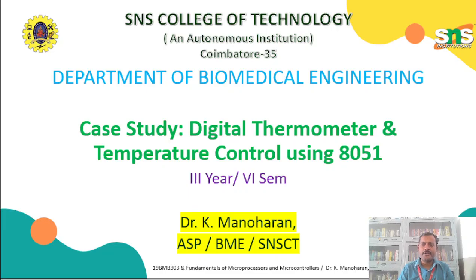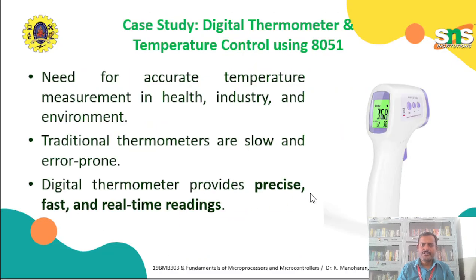So today in class we are going to take a case study topic on digital thermometer and temperature control using 8051 microcontroller. So first thing we need to measure temperatures. For that we can use manual methods or we can use available temperature meters. So we need to find what the drawbacks are and identify how we can improve this. First thing, we need accurate temperature measurement for health, hospitals, industries, and environment temperature measurement also. So for that, we need digital thermometers.